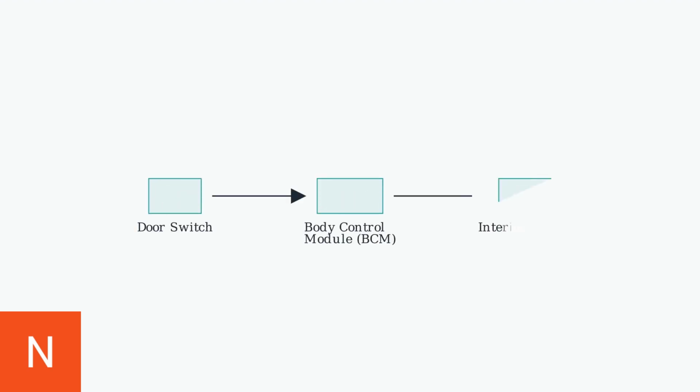This automatic lighting system relies on a simple electrical circuit with three main components: the door switch, the body control module, or BCM, and the interior lights themselves. The door switch is the first component in this chain. When the door opens, it sends a signal to the body control module, which then activates the interior lights.